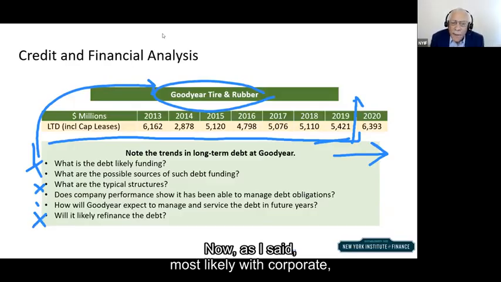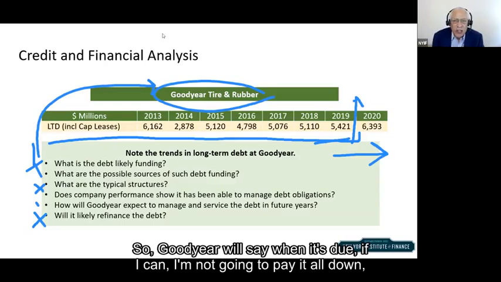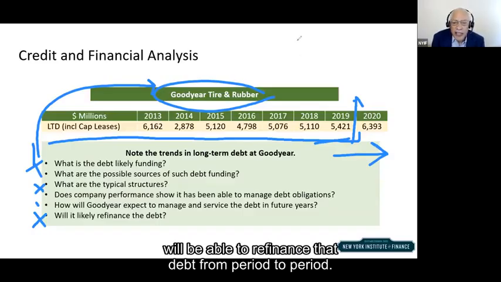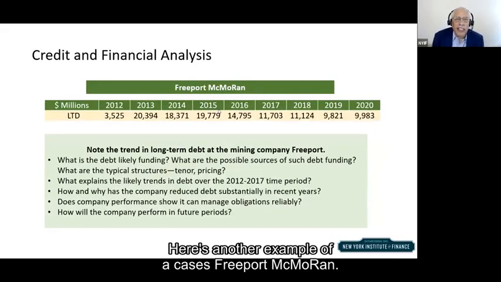Now, as I had said, most likely with corporates, what will happen is that debt will be refinanced. So Goodyear will say, when it's due, if I can, I'm not going to pay it all down. I'm going to try to refinance it. So therefore, I'm going to ask, what's the likelihood that Goodyear will be able to refinance that debt from period to period? Here's another example of a case.